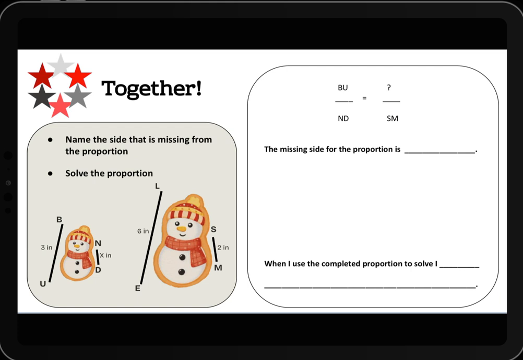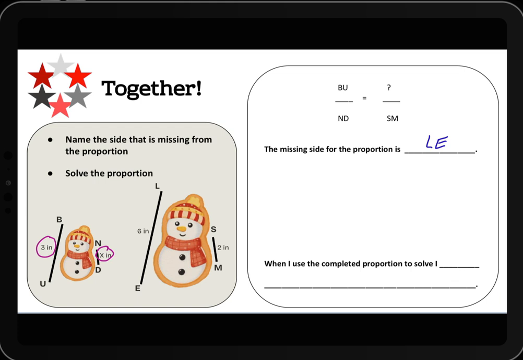We have BU over ND. They did, in this case, 3 over x. So they're going to do this length here divided by this length here. If you look at the two figures, we want to write corresponding parts. So what corresponds with BU? That is going to be LE. The missing side for the proportion is LE.